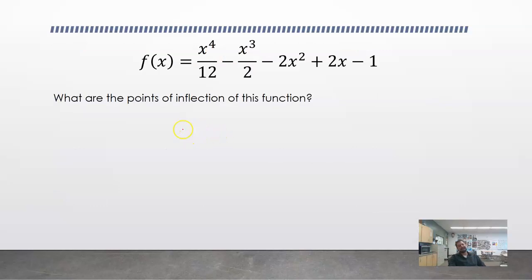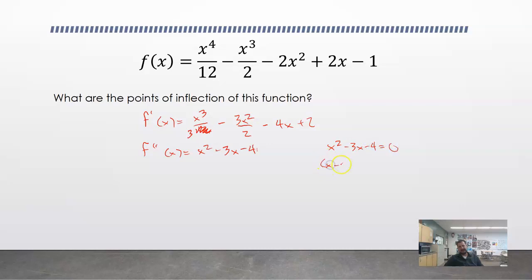So let's take a look at this function. If I wanted to find the points of inflection and everything else that's going on with this function, I would just say I need the second derivative. The first derivative here would be x to the third divided by 3, minus 3x squared divided by 2, minus 4x plus 2. My second derivative here would then be x squared minus 3x minus 4. So what I'm going to do now is take that and set it equal to 0.